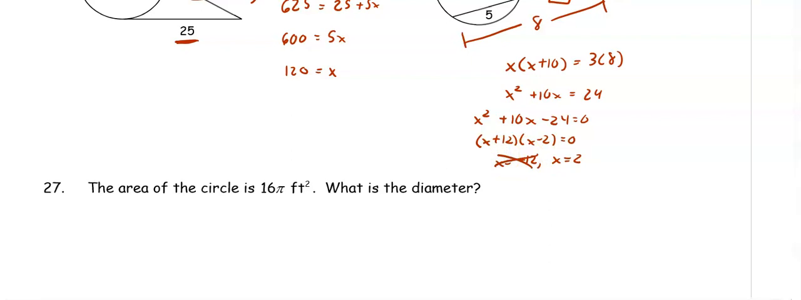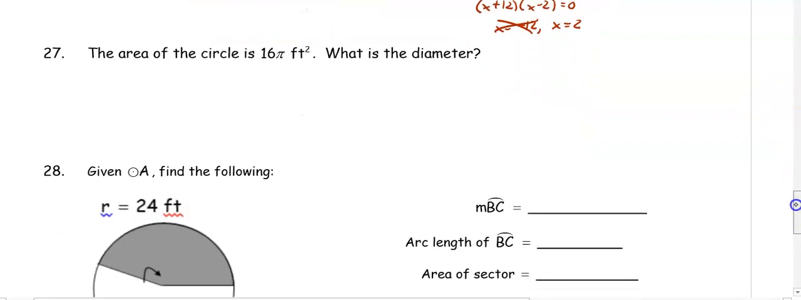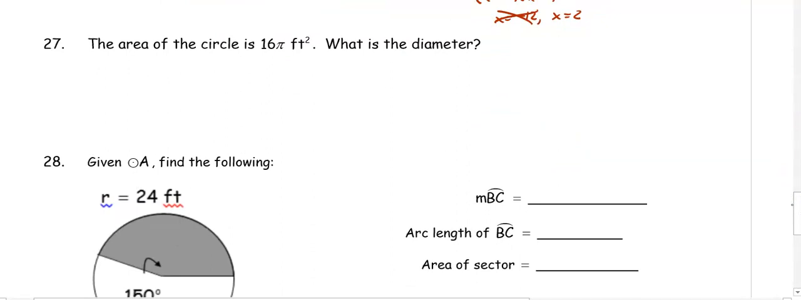Number 27. The area of the circle is 16 pi feet squared. What is the diameter? So first we need to figure out what our radius is. So we know the area is equal to pi r squared. So 16 pi is equal to pi r squared. We can divide by pi on both sides. So 16 equals r squared, which means r is 4. So if our radius is 4, the diameter is going to equal 2 times 4, which in this case would be 8 feet.